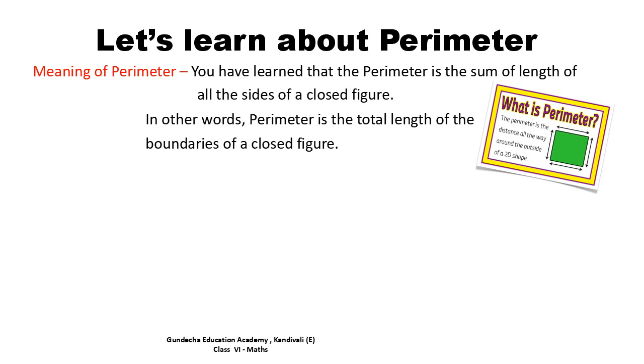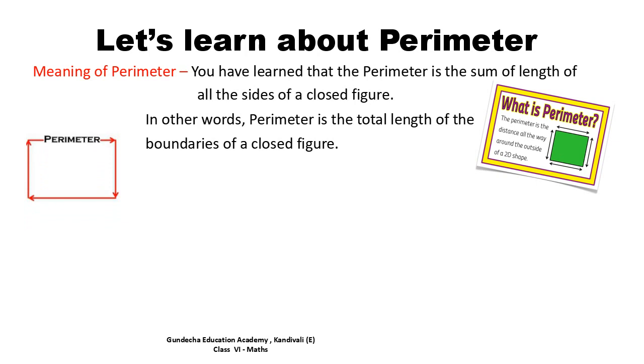Daily you go down to take a walk around a rectangular garden. One day, one of your friends asks you how much distance you are covering in taking one round of this garden. How will you tell how much distance you are covering in one round? Now to tell the distance, you need to add the length of all the four sides of that garden.